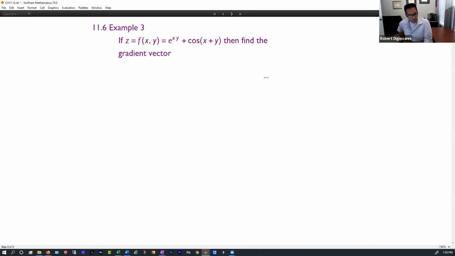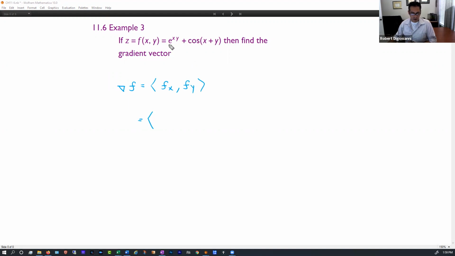I'm sorry. So here z is a function of x, y. It's e to the xy plus cosine of x plus y. Find the gradient vector. So all we want to do here is find the gradient of f, and that should just be equal to partial of f with respect to x, comma, partial of f with respect to y, and the answer is a vector. So partial of f with respect to x. Let's see if we can do that one quickly.